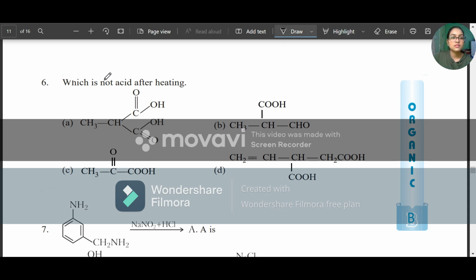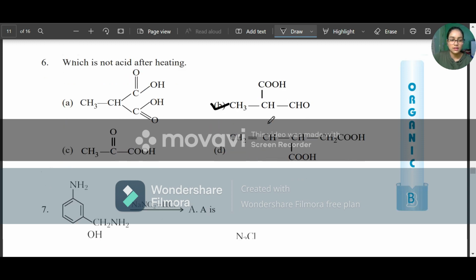So our next question is, which is not an acid after heating? These four are the acids. When we heat them, one acid will form CO2, but it is still an acid. This one has two carboxylic groups, so after heating it loses CO2, but one is still left. Over here also, if we heat, we remove CO2 and we get an acid. But over here, when CO2 is removed, we get an aldehyde, so it is not an acid after heating.